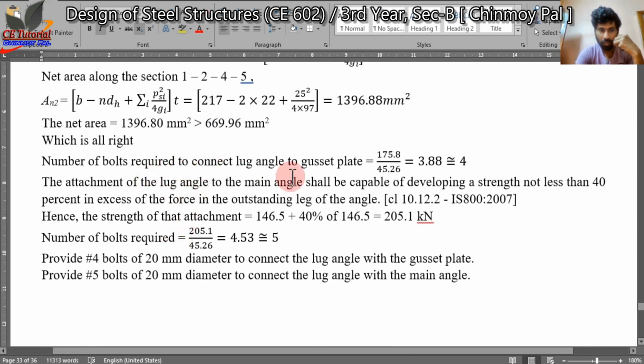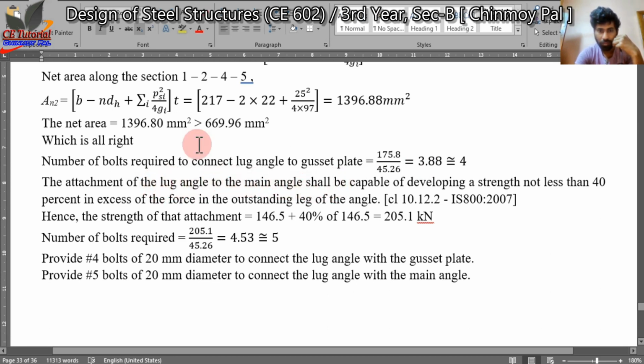Now the required number of bolts is nothing but the applied force divided by the strength of 1 bolt. We have already calculated the strength of 1 bolt for bolt grade 4.6, which is 45.26 kilonewton. So the number of bolts is 4, and now you have to calculate the number of bolts which will be required to attach the lug angle with the main angle.